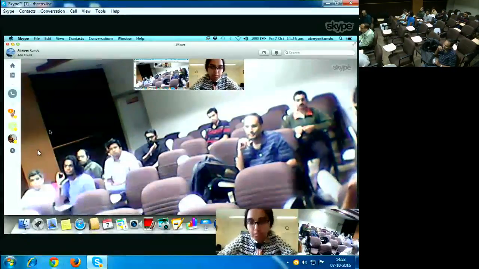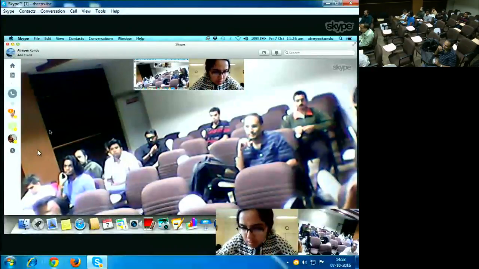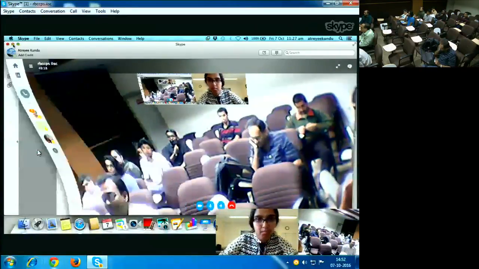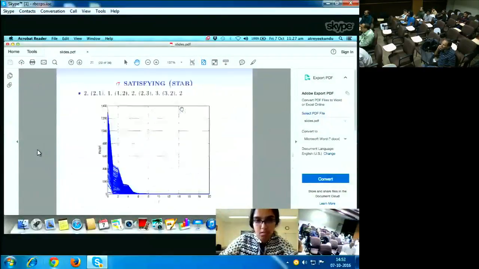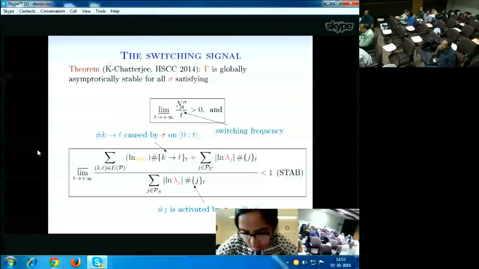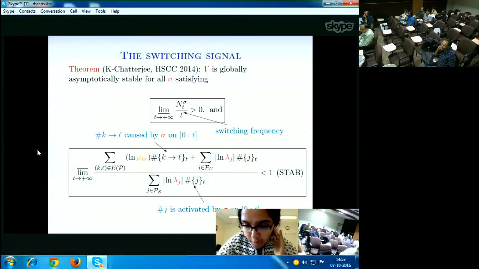Yes. Okay, so you had this result that essentially said that it's stabilizable if some expression was less than one. Can you put up that expression again? Yes. So this theorem gives a sufficient condition that if this condition holds, then you're able to get a sequence of switchings that stabilizes. In this, the assumption is that there is something which is stable, right? PS is non-empty.